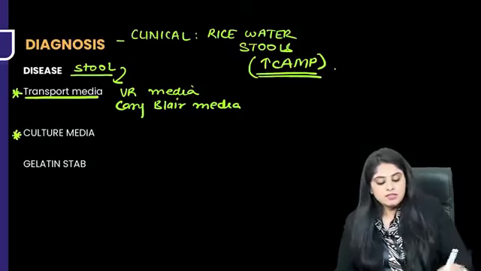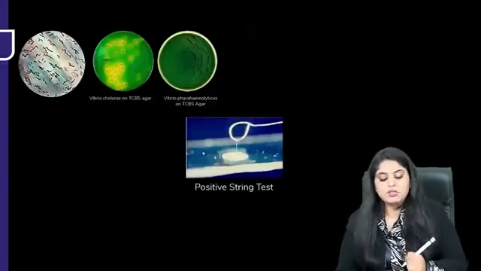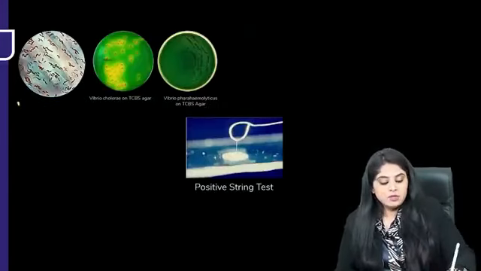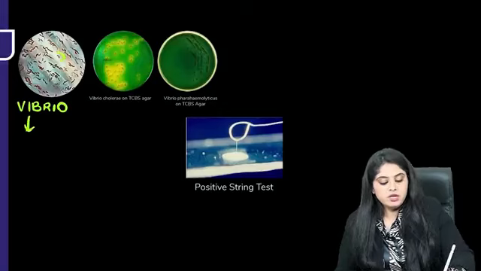What are the culture media? There's a famous culture media called TCBS. I'll actually show you the picture straight away. Have a look at this. When you're talking about Vibrio, you must be noticing that Vibrio is going to be what? It is going to be a comma-shaped organism.